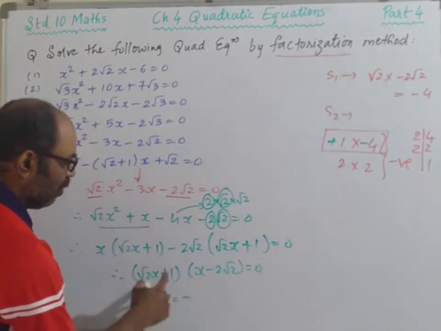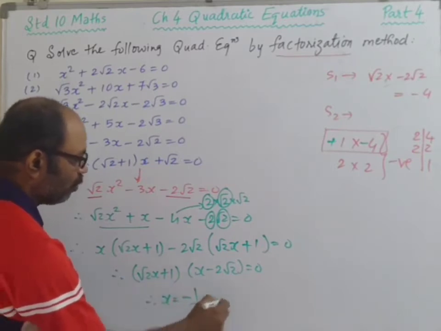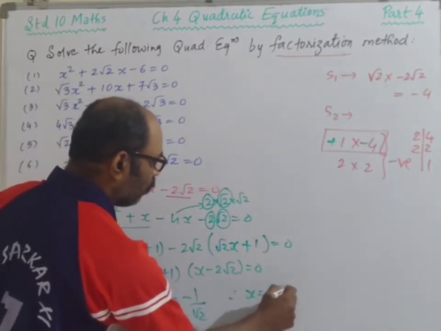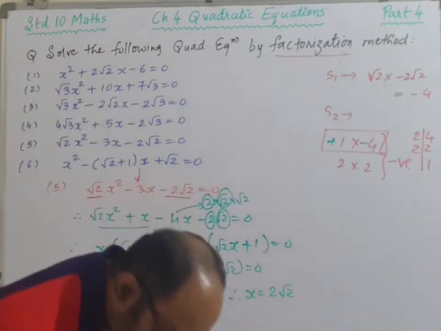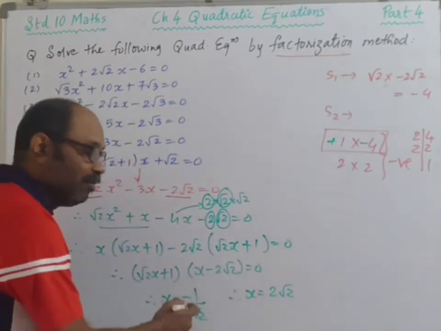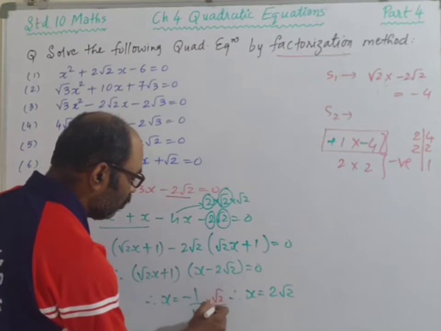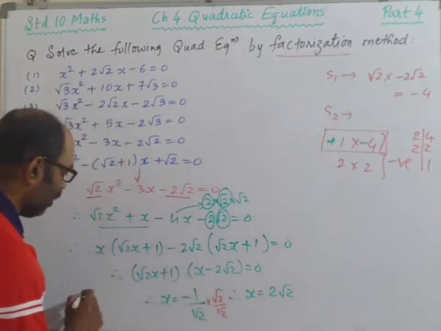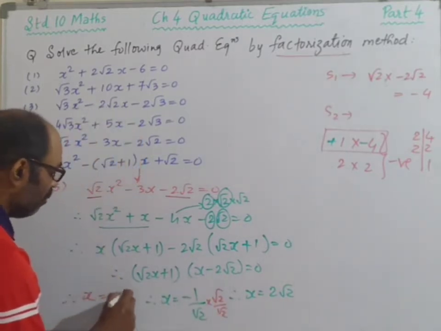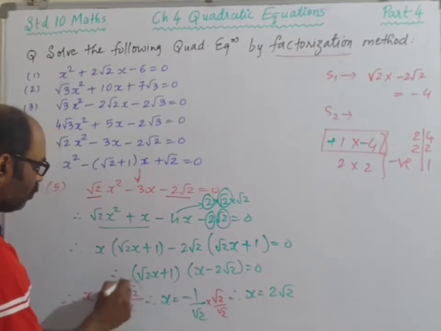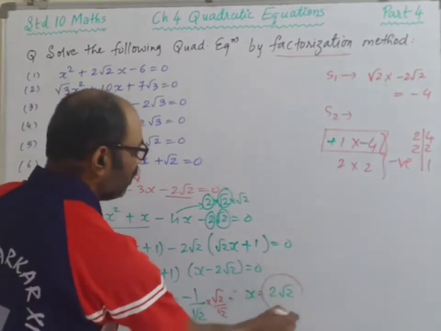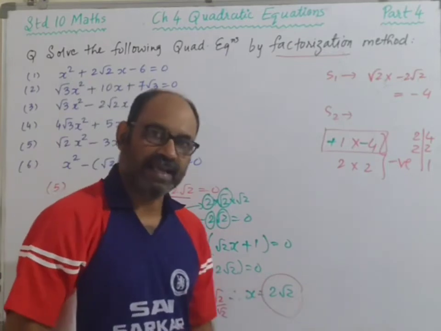Therefore x is equal to minus 1 upon root 2. Therefore x is equal to 2 root 2. इसको rationalize कर सकते हैं, or you may leave the answer like that. Okay, root 2 and root 2 divide करेंगे तो ऊपर, therefore x will be minus root 2 upon 2. So this is the first zero, and this not zero but root, and this is the second root.